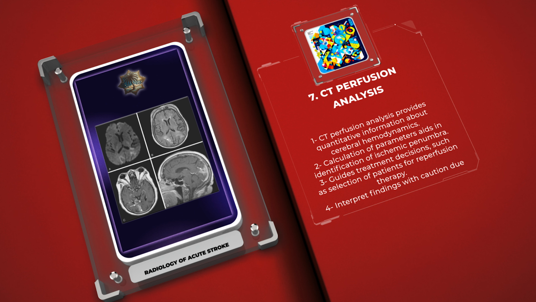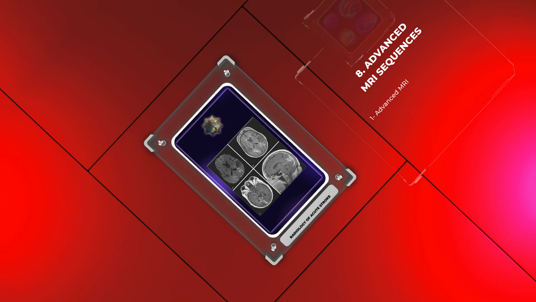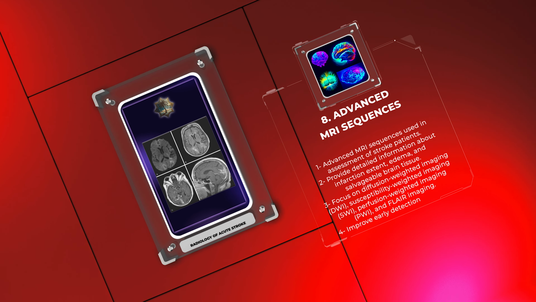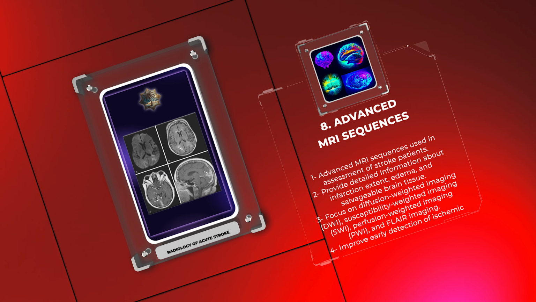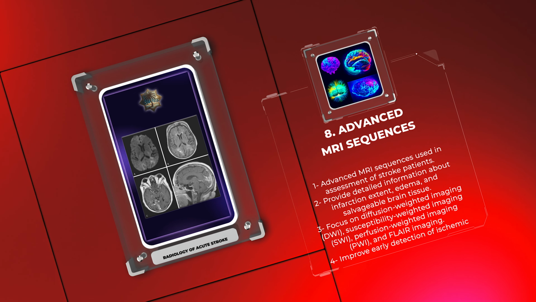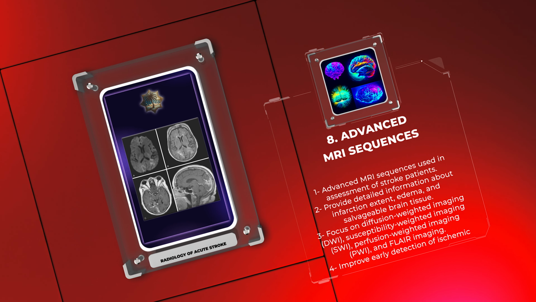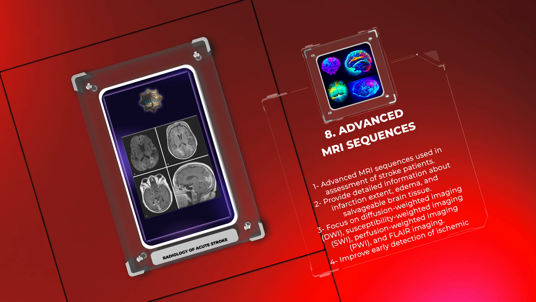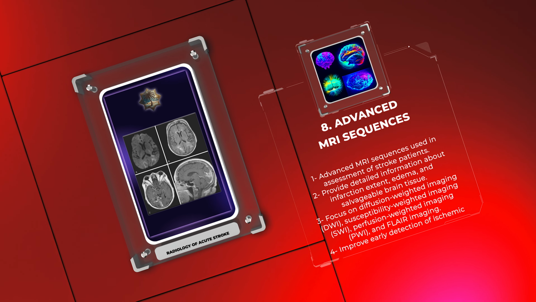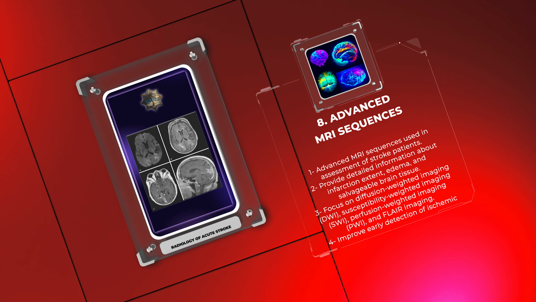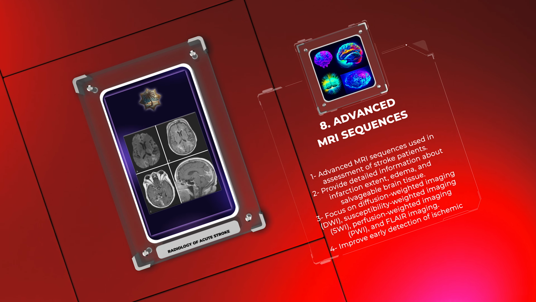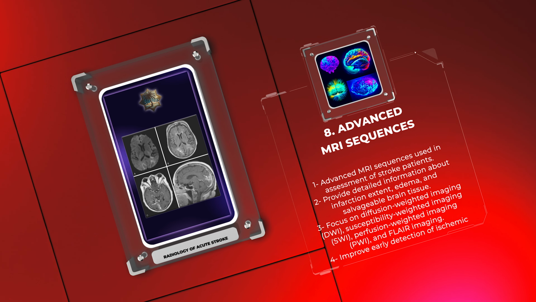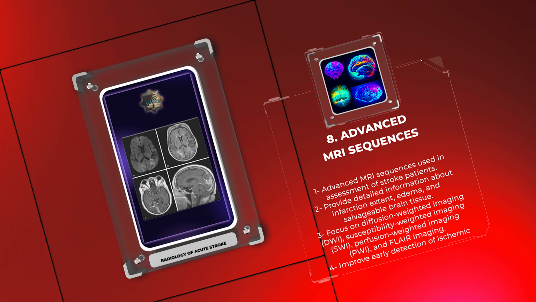Let's now move on to our next topic. In the 8th section of our video on radiology of acute stroke, we will discuss the advanced MRI sequences used in the assessment of stroke patients. These sequences provide detailed information about the extent of the infarction, presence of edema, and help identify salvageable brain tissue. We will focus on diffusion-weighted imaging, DWI, susceptibility-weighted imaging, SWI, perfusion-weighted imaging, PWI, and FLAIR imaging. These advanced sequences improve the early detection of ischemic stroke and aid in treatment decision-making.